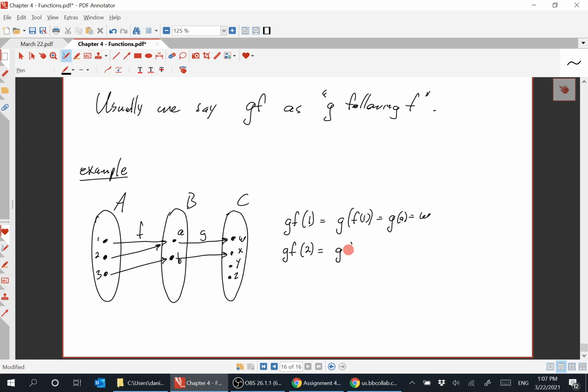gf of 2 is equal to g of f of 2. What's f of 2? f of 2 is a, and g of a is w. And then g following f of 3 is g of f of 3. f of 3 is b, so this is g of b, and g of b is x. So g following f of 1 is w, g following f of 2 is w, and g following f of 3 is x.